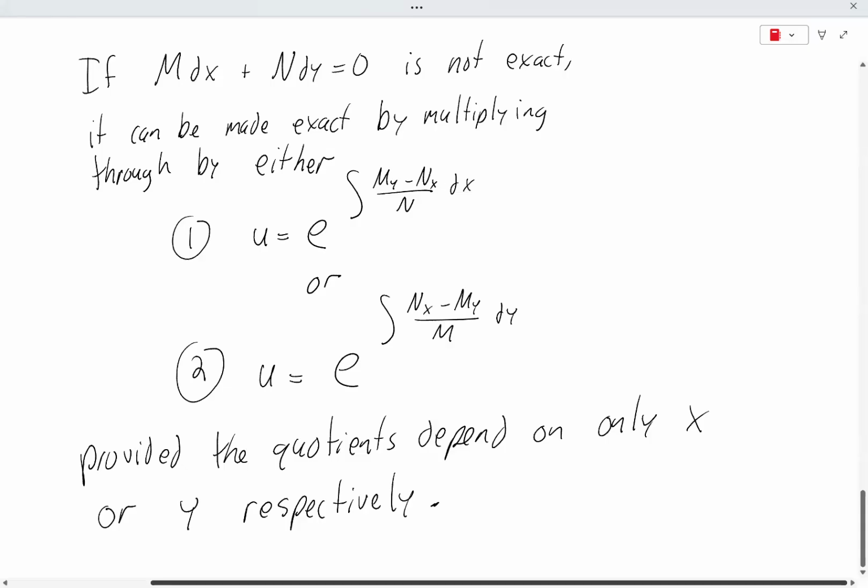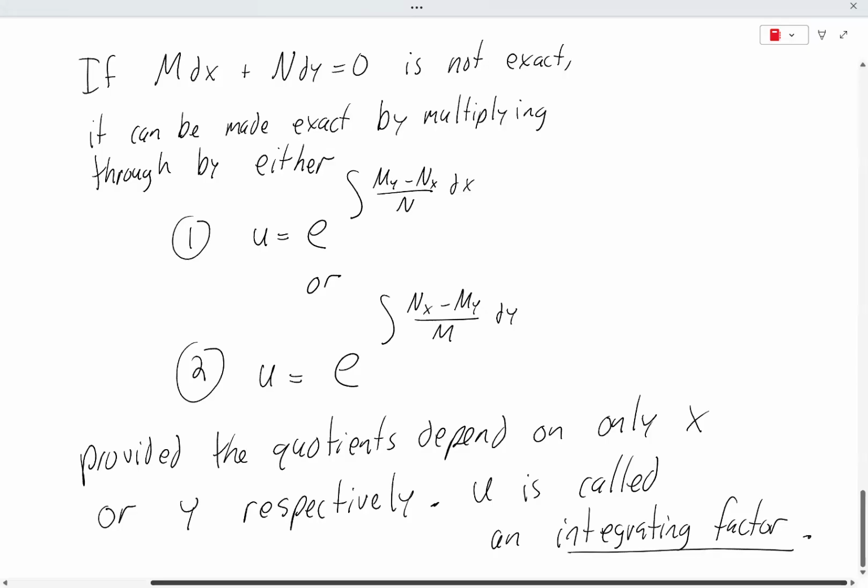Okay. Oh, one more thing here. The u is called an integrating factor. Okay. So we'll go through a couple examples here on this.